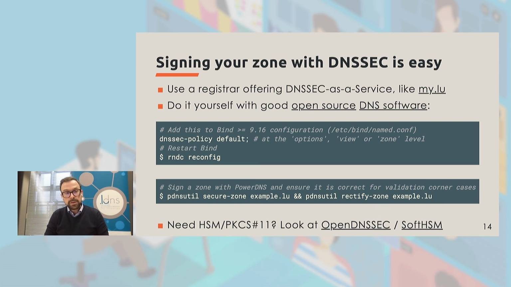We kindly host your zone and sign it with DNSSEC without you having anything to do. You're probably not aware that we're signing it anyway. Or if you want to have the control on your DNS infrastructure, you could do it yourself using good open source DNS software. If you use a recent version of Bind, the only thing you have to do to start signing your zone is adding this one line in the config files, dnssec-policy default, and then restart Bind, and you're signing your zone with DNSSEC. If you're using PowerDNS, you have two commands: one to secure the zone, and the other one to add some records that might be missing that would be required for the DNSSEC validation to operate properly. And even if you have a more complex infrastructure, like have the need for an HSM to store your keys, there are very good open source tools like OpenDNSSEC that we use, and we recommend to do that. Next slide, please.